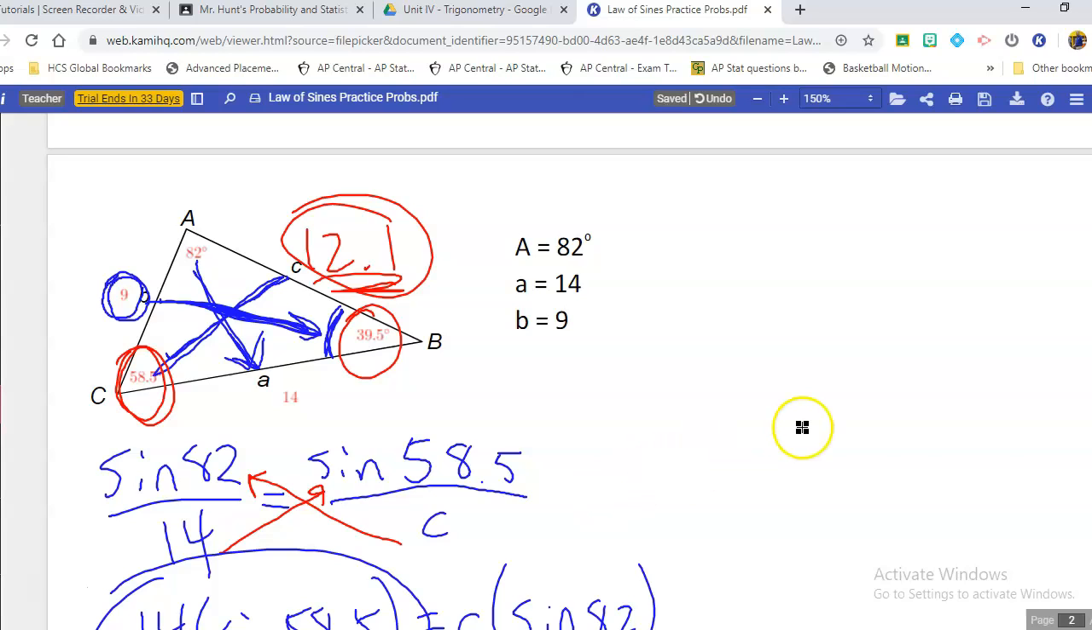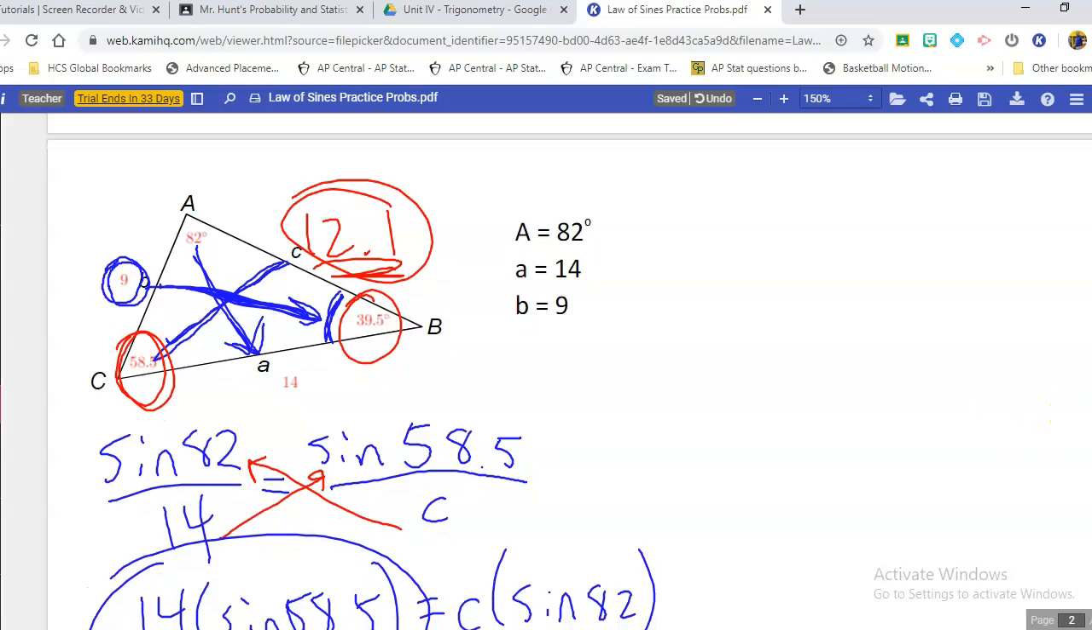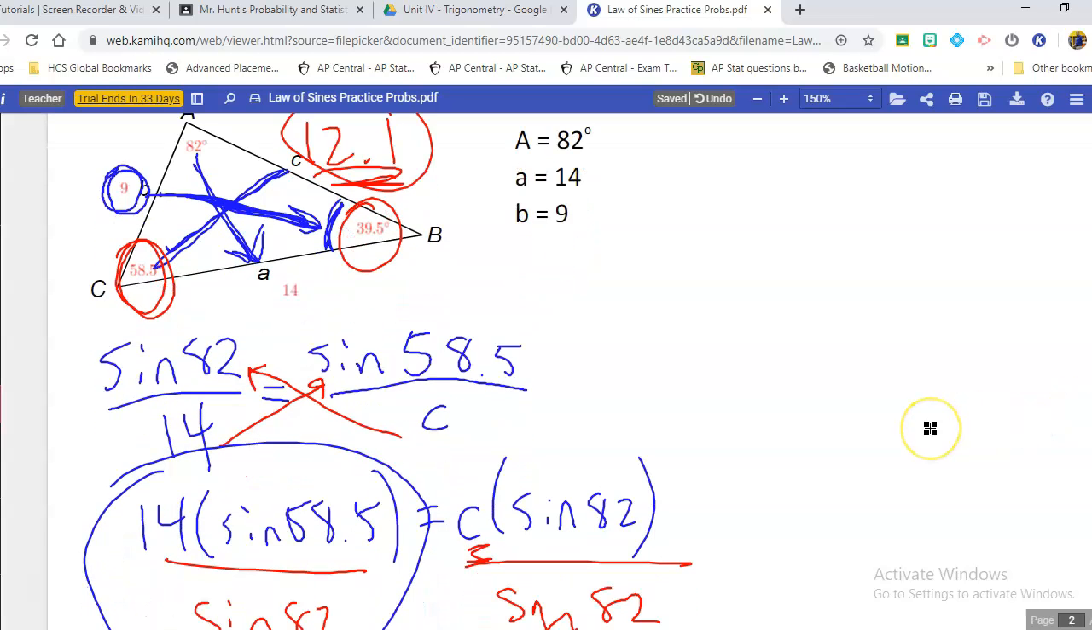At any rate, I know some of you are a little apprehensive about the law of sines, and hopefully you're seeing now that this is really just a matter of setting up the proportions appropriately and then cross multiplying and solving the equation.